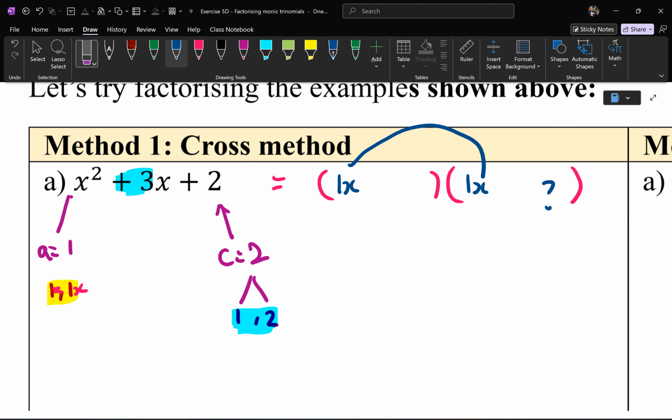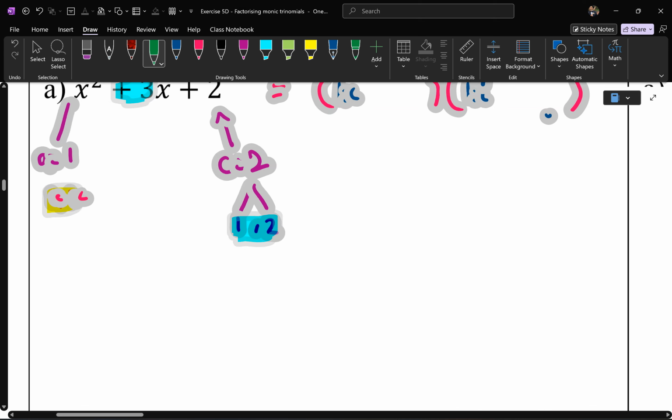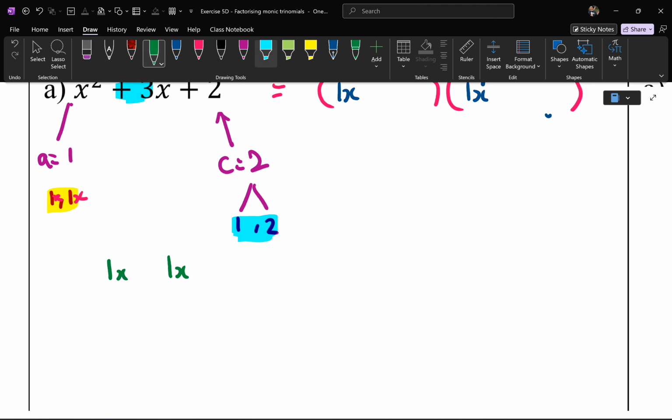The reason we call it the cross method is because of what you do next. You write out 1x, 1x. That's the pairing for the first one. And then you look on the right-hand side. Usually you have more pairs to choose from, but in this case you only have 1. So now you have to decide, is it 1 then 2, or is it 2 and then 1?